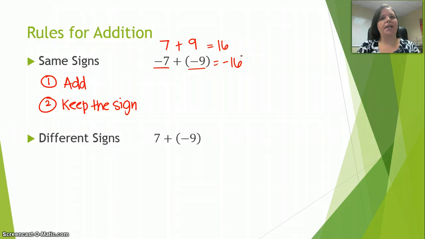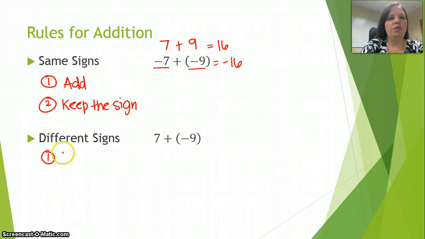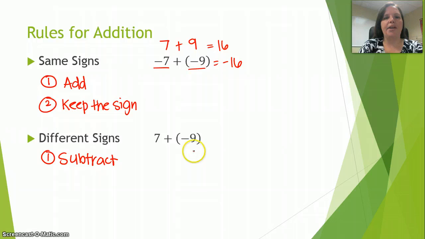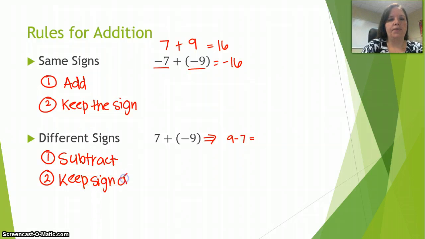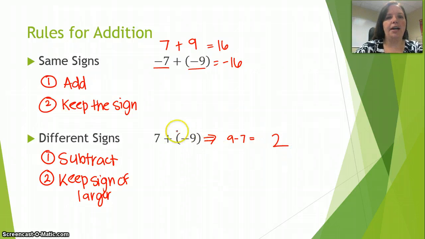There's lots of models for positive and negative numbers. You have your number lines. You could think about it as a positive number is rising up, and a negative number is moving down. There's lots of different models, but for different signs, you actually want to subtract the two numbers, ignoring their sign. So like 7 and negative 9 here, you'd subtract the numbers, 9 minus 7, and then you keep the sign of the larger number. So the larger number here is the 9, so you would keep the negative. So it's negative 2.